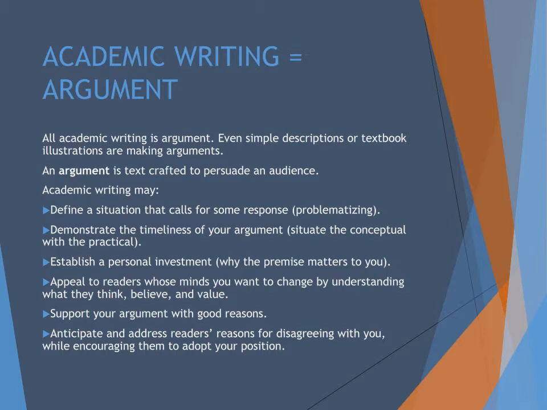4. Appeals to readers whose minds you want to change. The goal of lots of arguments is to change existing ideas. Part of doing that means breaking down what an audience thinks is important and why. 5. Supporting another argument with reasons. Some academic writing exists to support or underscore existing academic writing. Finally, 6. Anticipate and address readers' reasons for disagreement. This can sometimes take the form of a refutation or a response piece.